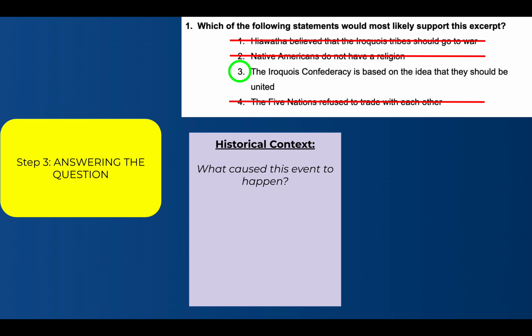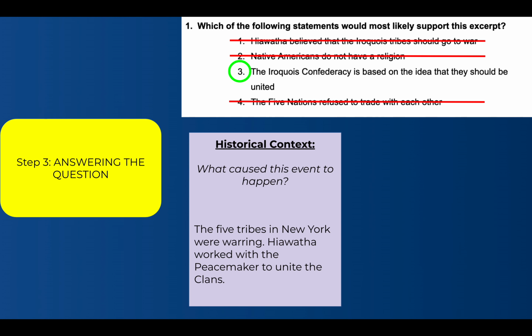Just as practice, you might get a document like this as a short writing, as a historical context. So what caused this event to happen? That's where you go into the background. You go into what caused the Iroquois to form, or what was happening before this. 5 tribes in New York were warring. Hiawatha the peacemaker, uniting the clans. That's all good background information.